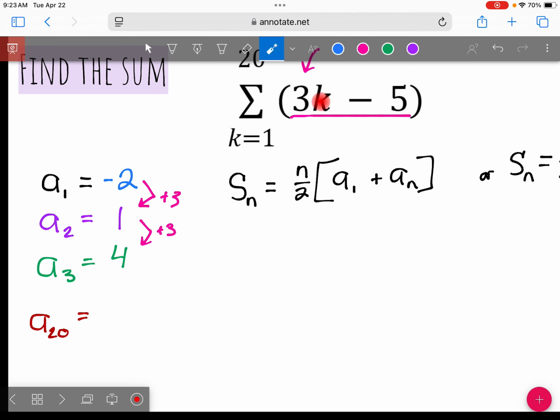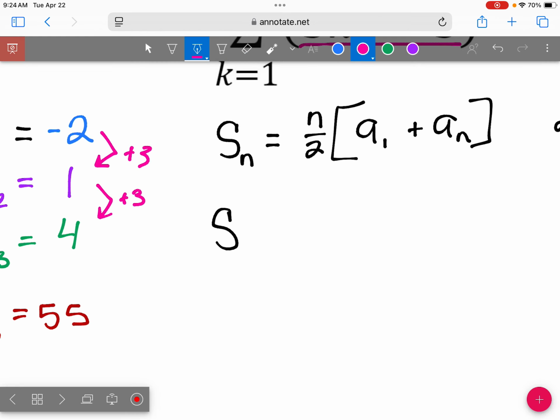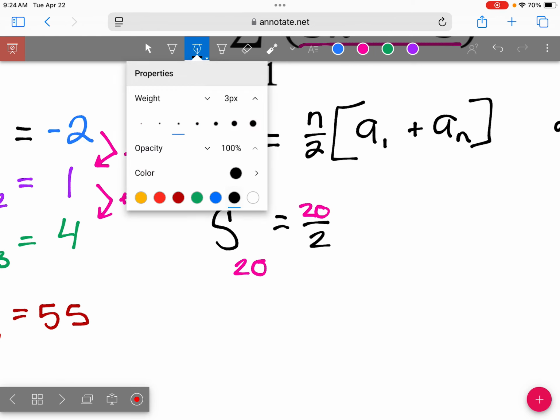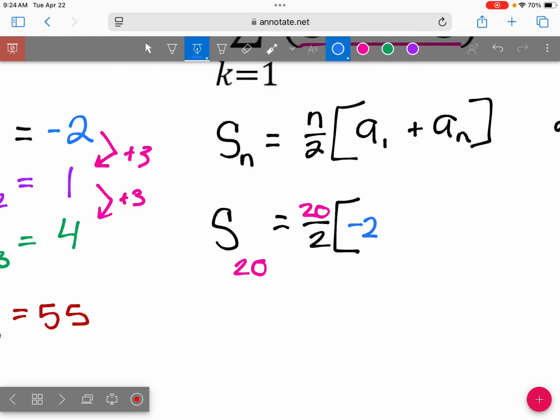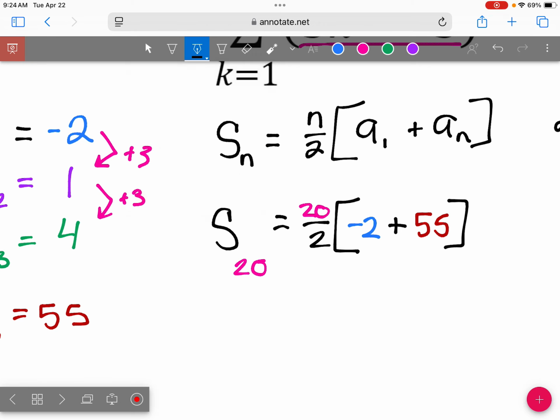Yeah, because if we substitute 20 in here, 3 times 20 gives us 60, minus 5 gives us 55. So when we're finding our sum of 20 terms, we can do this with our 20 over 2 times our a sub 1, which was negative 2, plus our a sub 20, which was 55. First term plus the last term times n over 2.